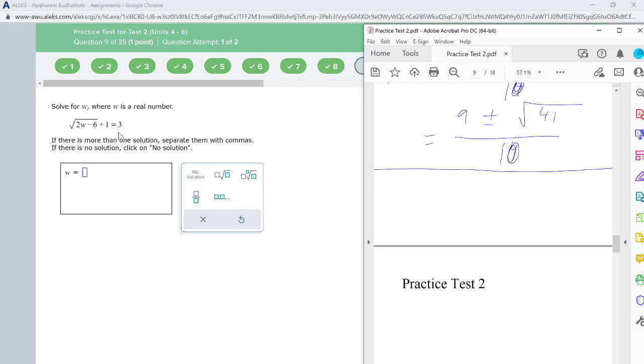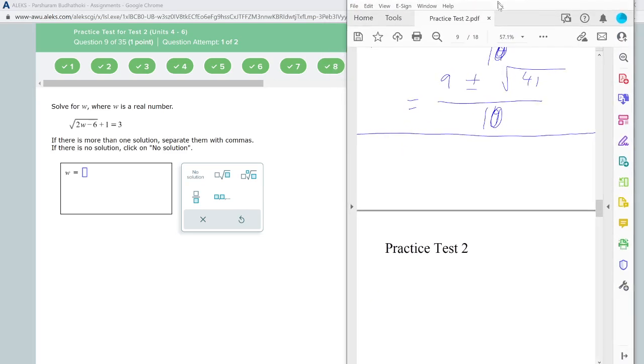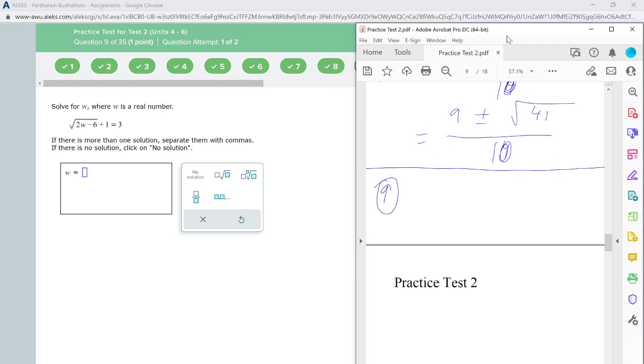This is problem 9. If I do that, I can write this very same equation as square root of 2w minus 6 is equal to 2, by subtracting 1 from both sides. So after isolating this radical on one side, now we have to take both sides to the power equal to the index of this radical. In this case, the index is 2. It's a square root. So we have to just square both sides.